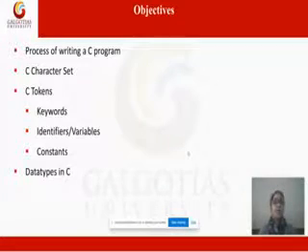Then we will look at the C character set. What are tokens? What is the meaning of keywords, identifiers, variables, and constants? And then briefly we'll discuss what data types in C are.